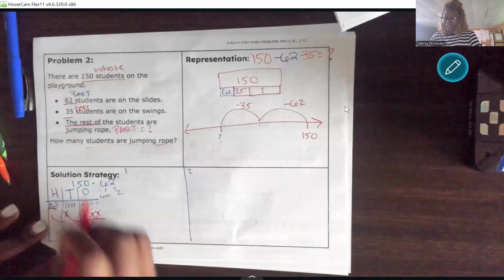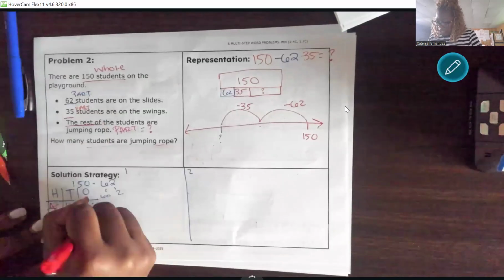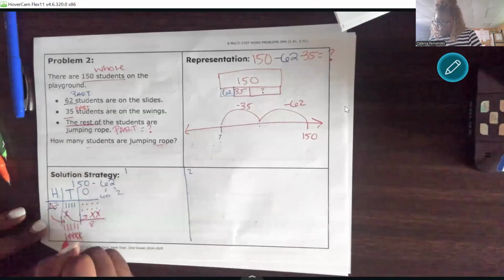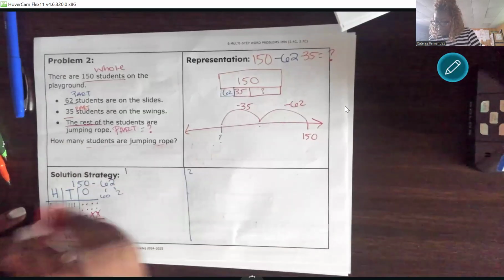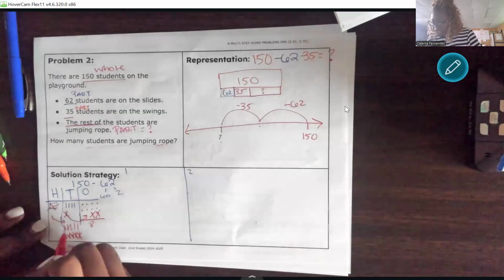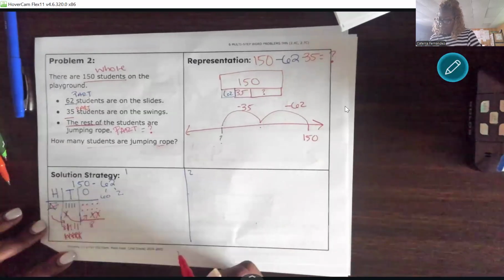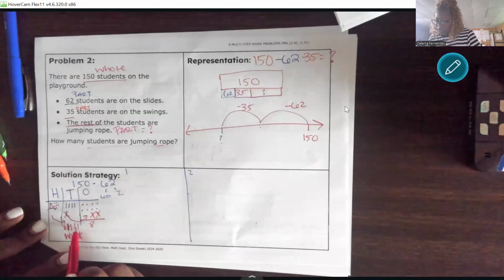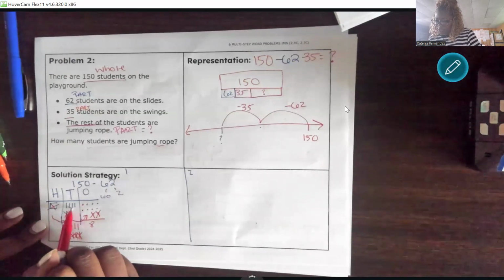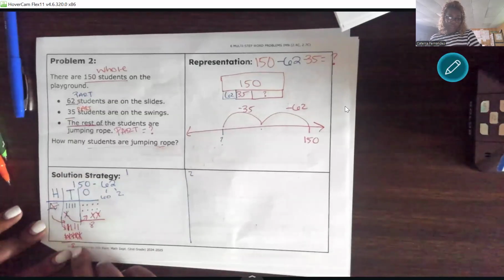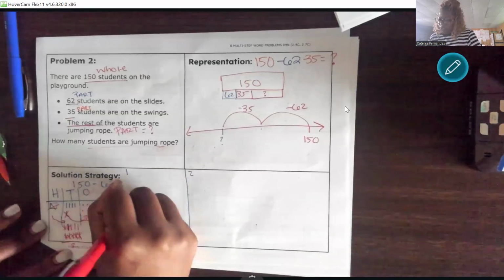Now we can subtract the 60. So I'm just going to go ahead and X 1, 2, 3, 4, 5, 6. Almost did 7. Only 6. And then go ahead and count what you have left. 1, 2, 3, 4, 5, 6, 7, 8, and write it underneath, which you can see right here. Equals 88.